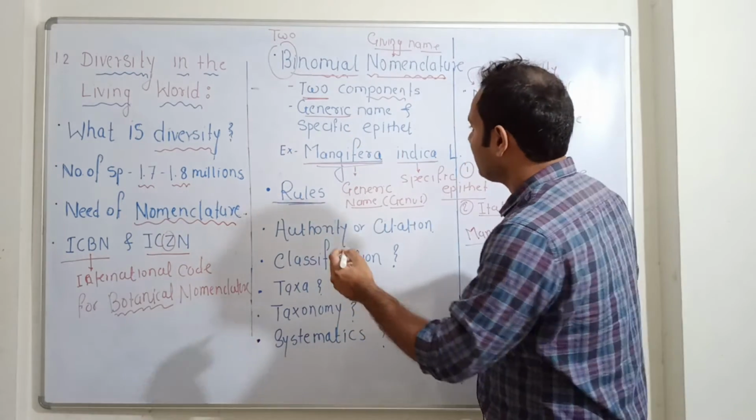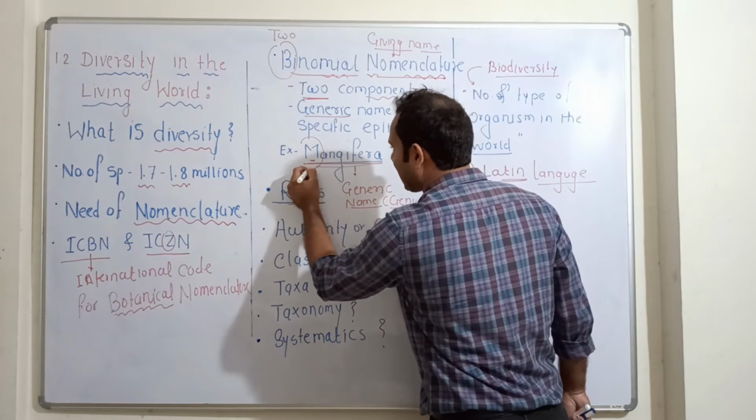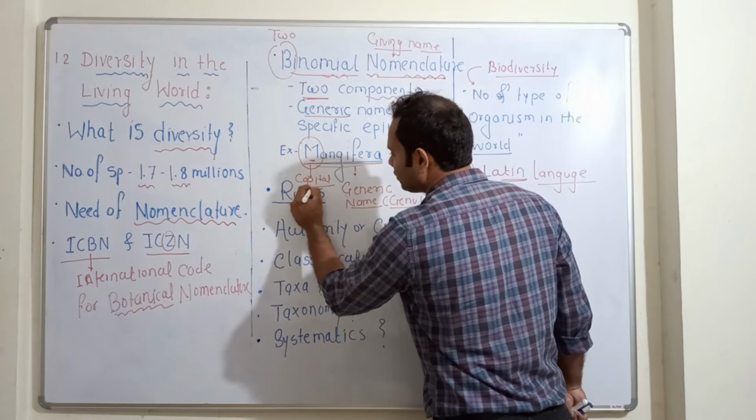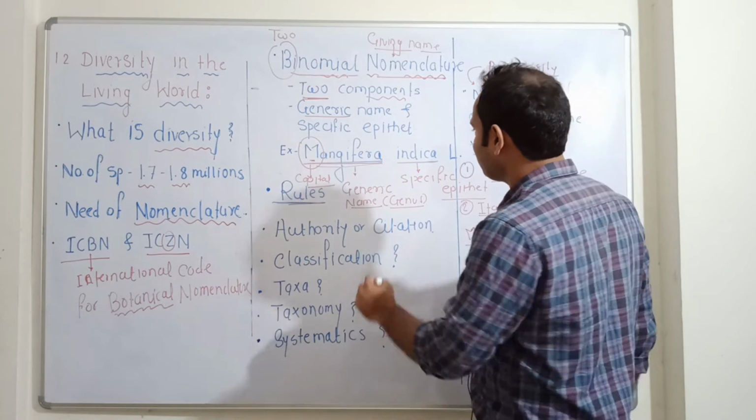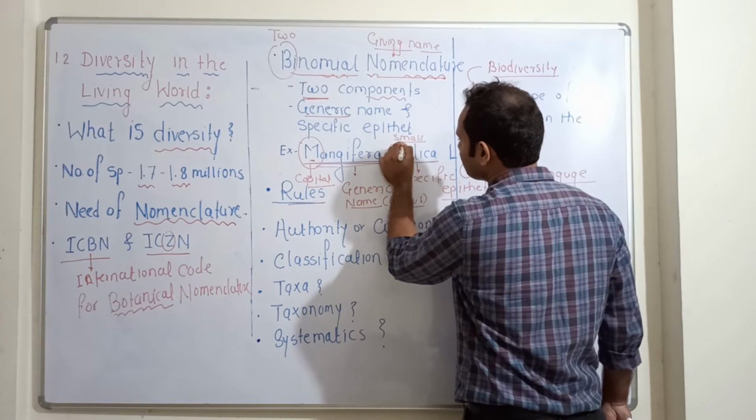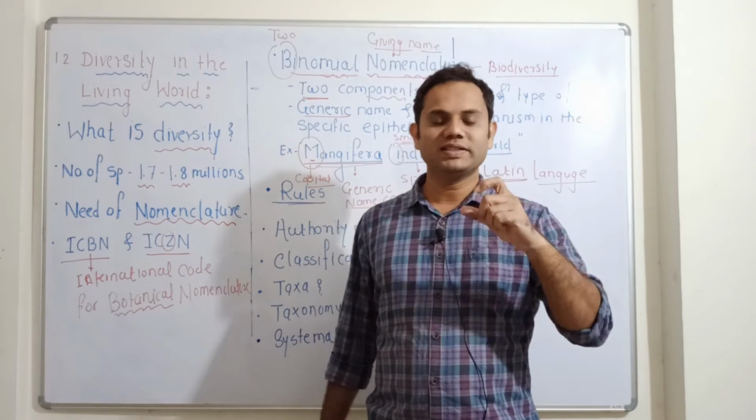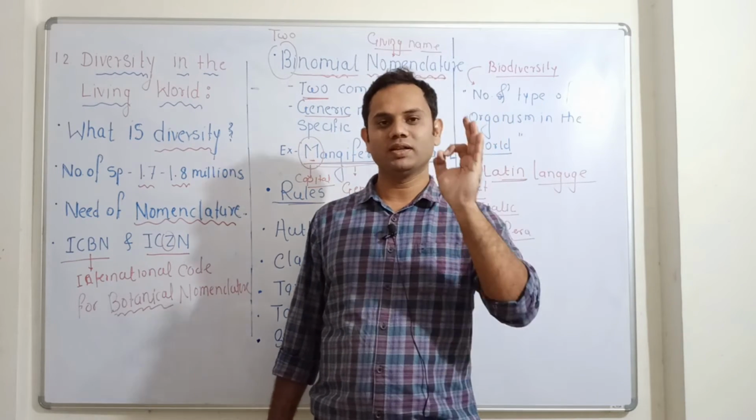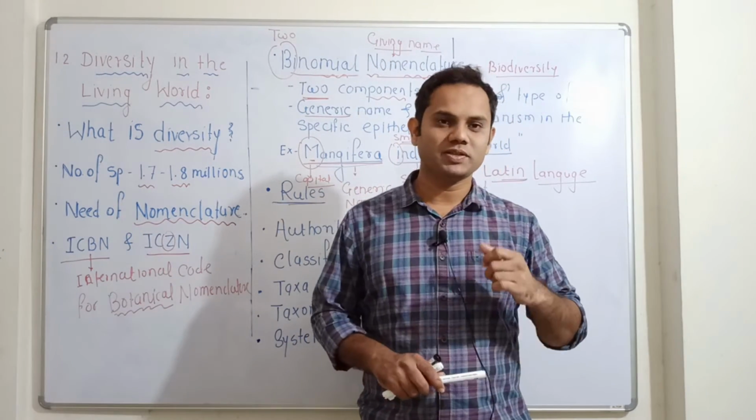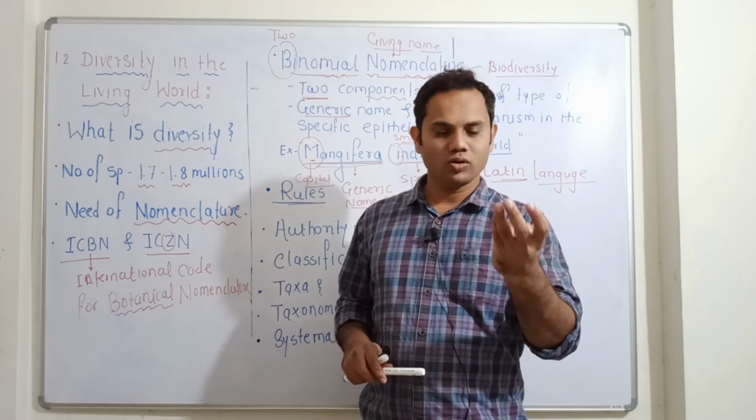Now this first word, that is the generic name, must start with a capital letter. This M is your capital letter, whereas this I should start with a small letter. So always remember, in binomial nomenclature, when you write the generic name, it always starts with the capital letter, always. Whereas the species name starts with the small letter. So these are the rules.